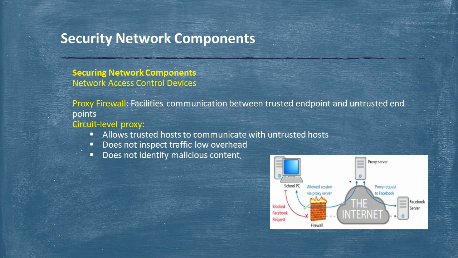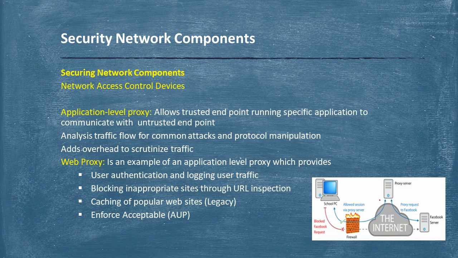Now a proxy firewall facilitates the communication between trusted endpoints and untrusted endpoints. A circuit level proxy allows a trusted host to communicate with the untrusted host, does not inspect traffic, has low overhead, and does not identify malicious content. Different types of firewall. Application level proxy: application proxies allow a trusted endpoint running a specific application to communicate with an untrusted endpoint.